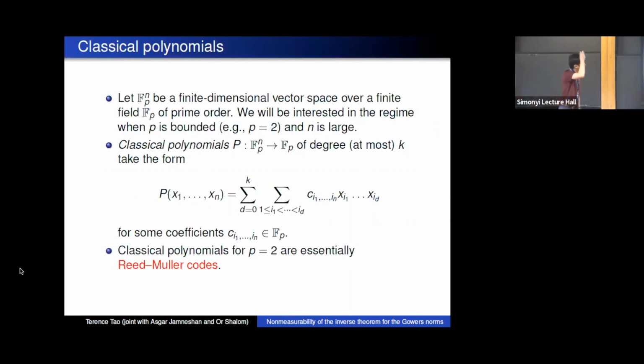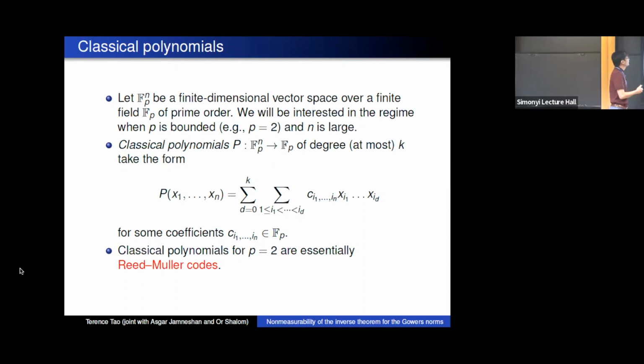All right, so our setup is that we are going to work in finite dimensional vector spaces. So we'll take a finite field F_p of prime order, and p will usually be very small. So you can think of p equals 2, which of course the computer scientists find very familiar. And we take a very large dimensional vector space F_p to the n. So you think of high dimensional vector spaces over small fields.